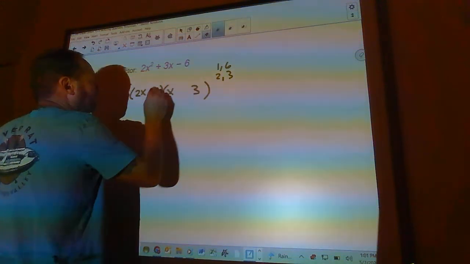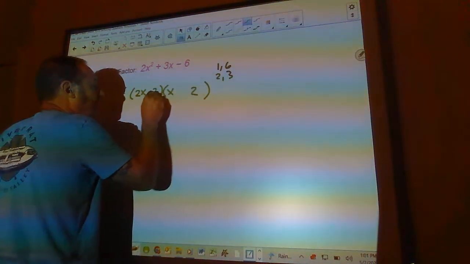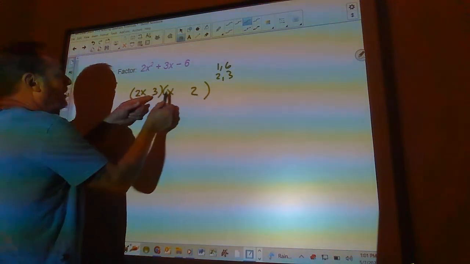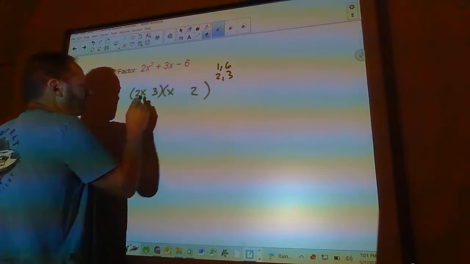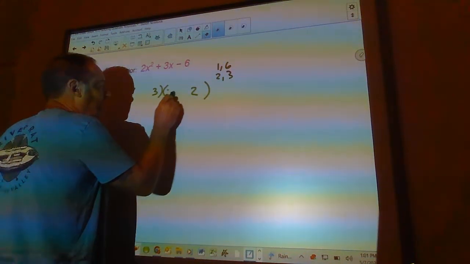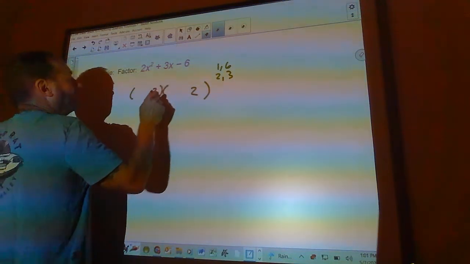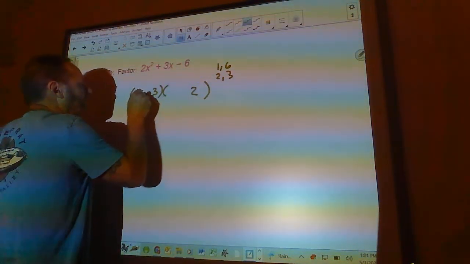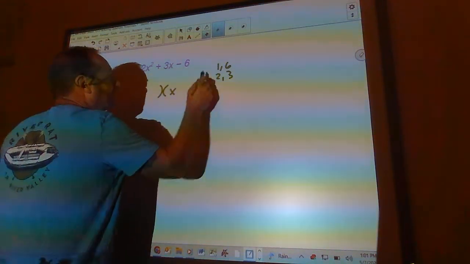So that's not going to be it, so I'm going to switch them. Put the 2 here and the 3 here. So that makes 4 and 3. I can't make 3 out of 4 and 3. So that tells me that 2x and x are the problem. Oh wait, nope, that doesn't tell me that. 2x and x, that's my only choice there. It tells me 3 and 2 are the problem. I need to get rid of those. So this one didn't work.